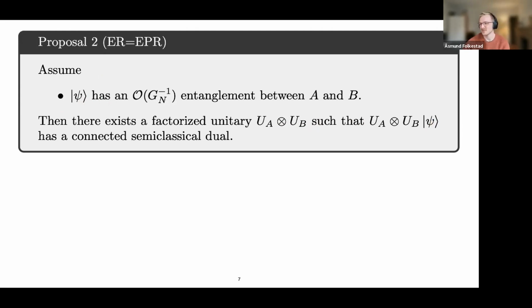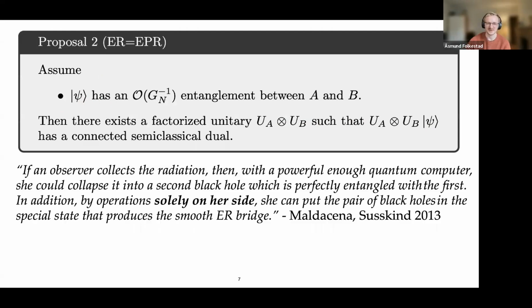So why do I call this proposal ER equals EPR? Well, let me read a quote from Maldacena and Susskind's original paper. This is in the context of an evaporating black hole, and they talk about the Hawking radiation. They write, if an observer collects the radiation, then with a powerful enough quantum computer, she could collapse it into a second black hole, which is perfectly entangled with the first. In addition, by operations solely on her side, she can put the pair of black holes in the special state that produces the smooth ER bridge.